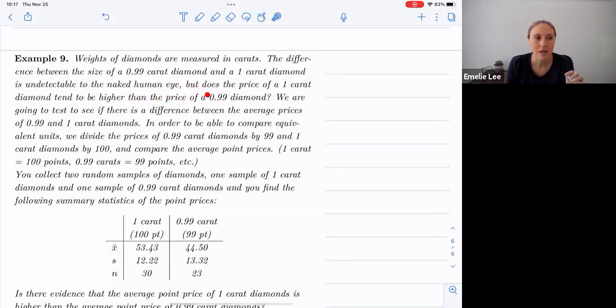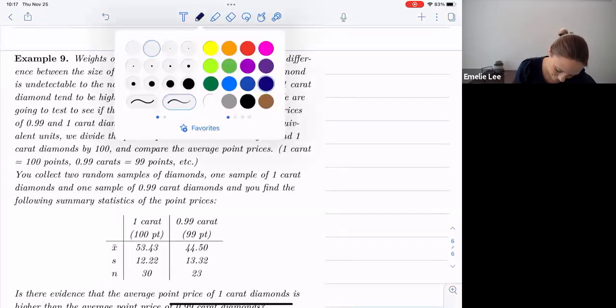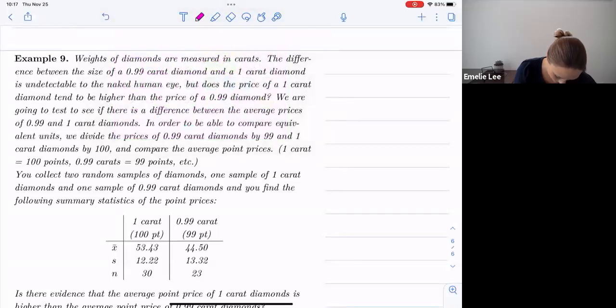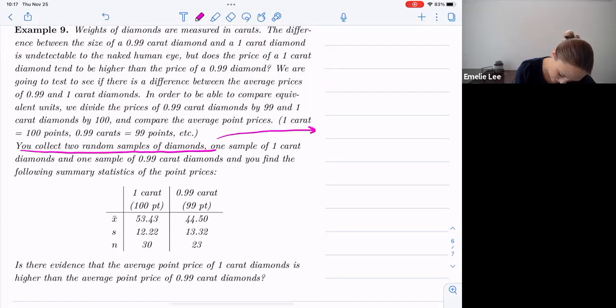0.99 carat diamond? Now, right away, we start to suspect that it's two independent samples, because a 0.99 carat diamond is a 0.99 carat diamond. There's no way for it to be a 1 carat diamond as well, right? And so the observations here are going to be independent, right? You collect two random samples of diamonds, right? And so here, two independent samples.